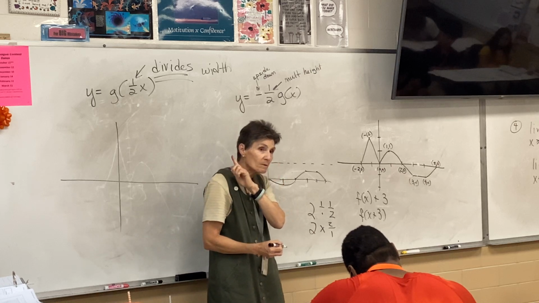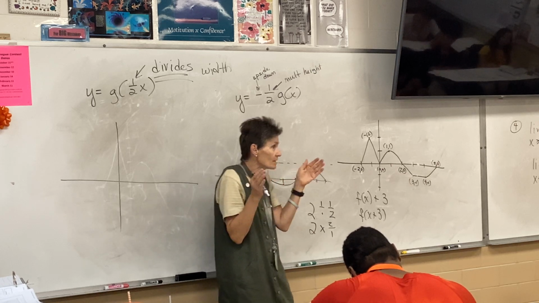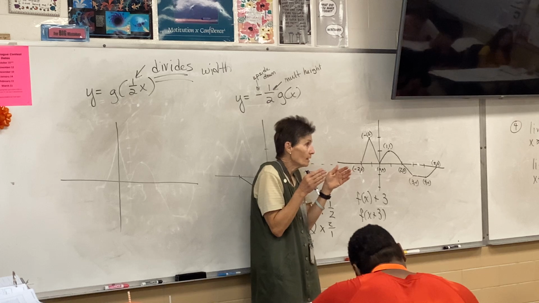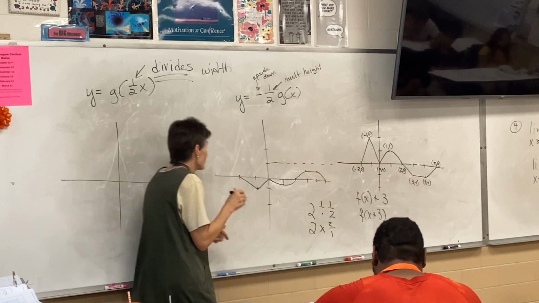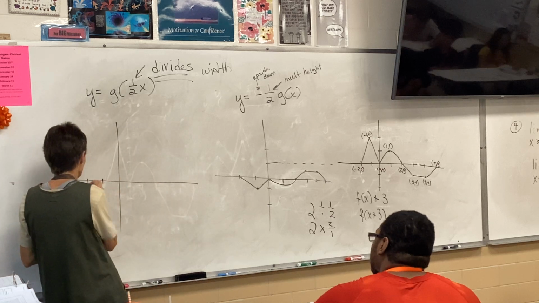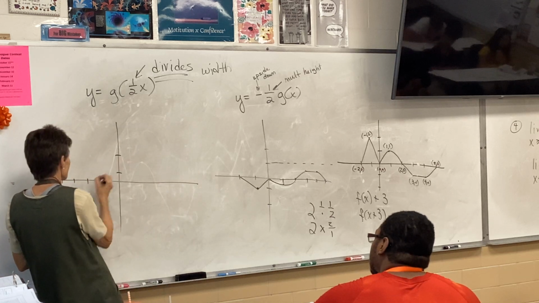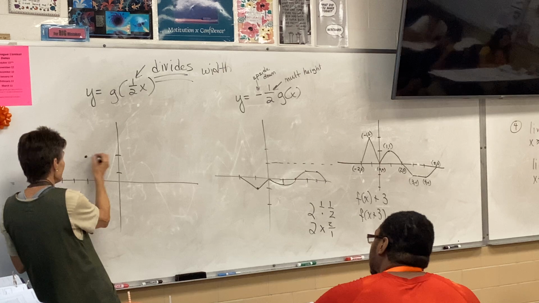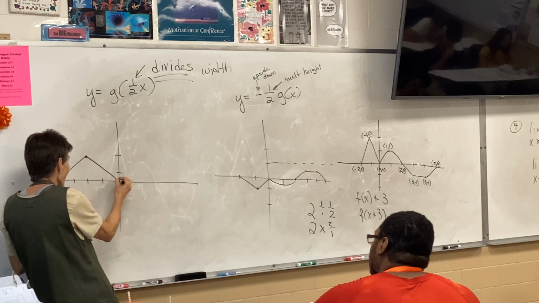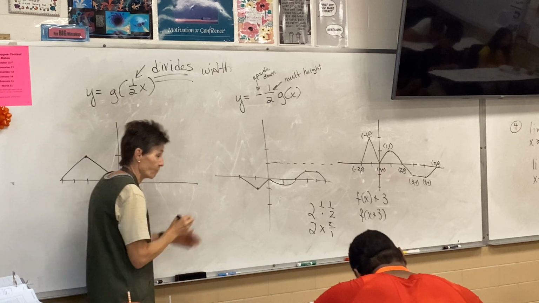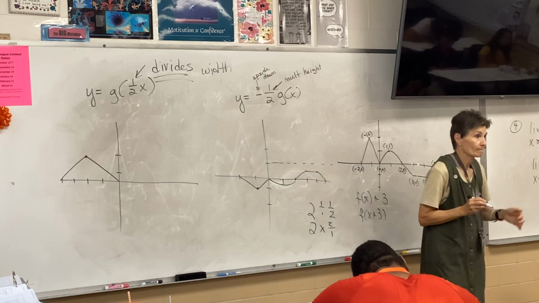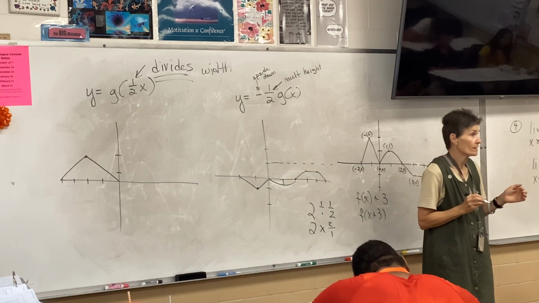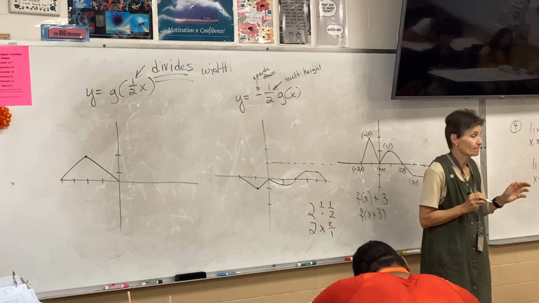So when you look up there and you see that half, you think you're going to get skinnier, don't you? It's the opposite. You actually get fatter, wider. So the triangle is still the same height, but now it's 4 wide. So this is tricky. We're gonna have to practice.